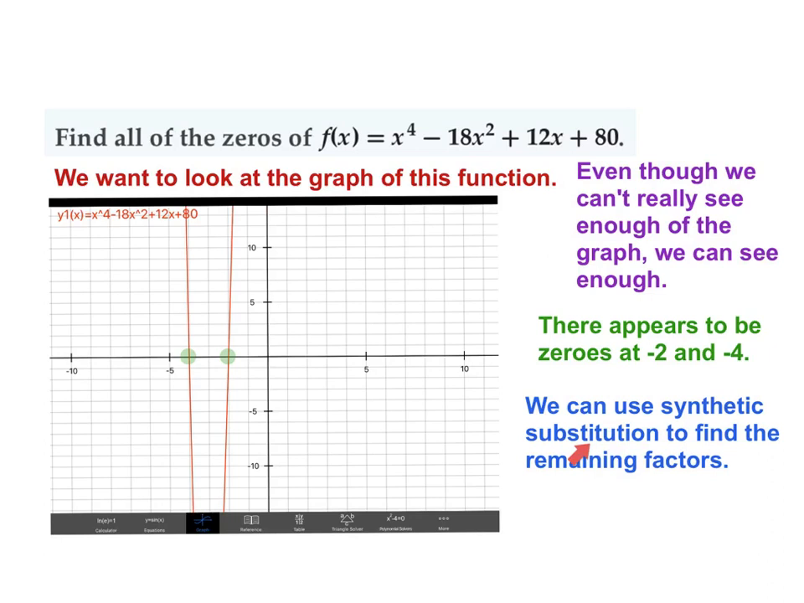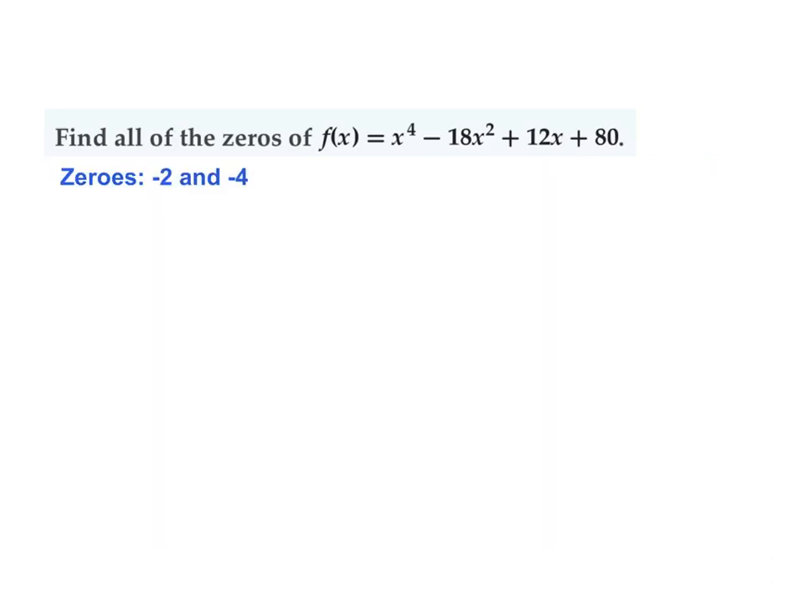Remember the difference: in synthetic substitution, we use the same sign for that divisor. In this case, we're going to actually do it twice. Because when I divide a 4th degree polynomial one time, it takes it to a 3rd degree polynomial. When I divide it again, I'm going to take it down to a 2nd degree polynomial, which is a quadratic, and we know how to solve quadratics. That's what we're going to do on the next screen.